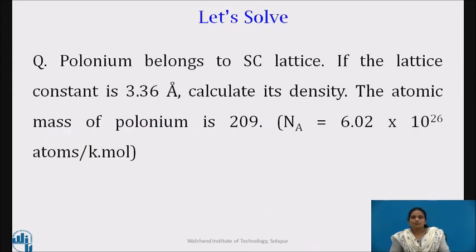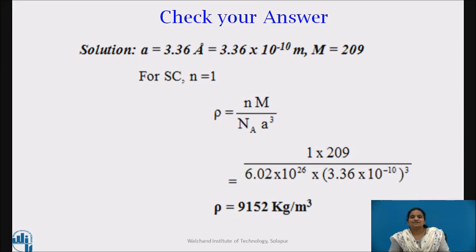Okay students, now pause the video and try to solve this numerical. Polonium belongs to SC lattice. If the lattice constant is 3.36 angstrom unit, calculate its density, and molecular weight is given, which is equal to 209. Well students, please check for the correct answer. The density is 9150 kg per meter cube. I think everybody got this answer.